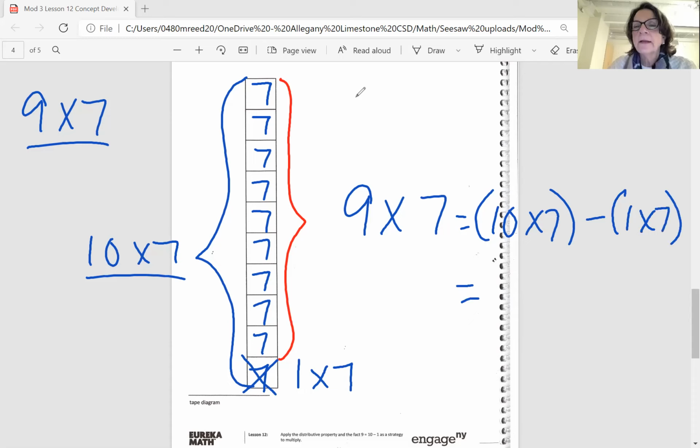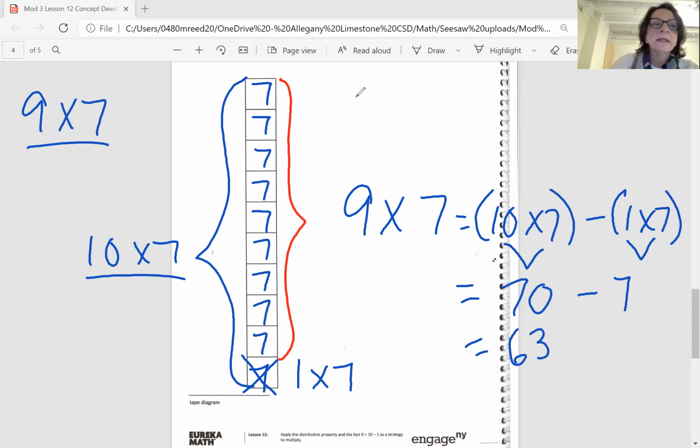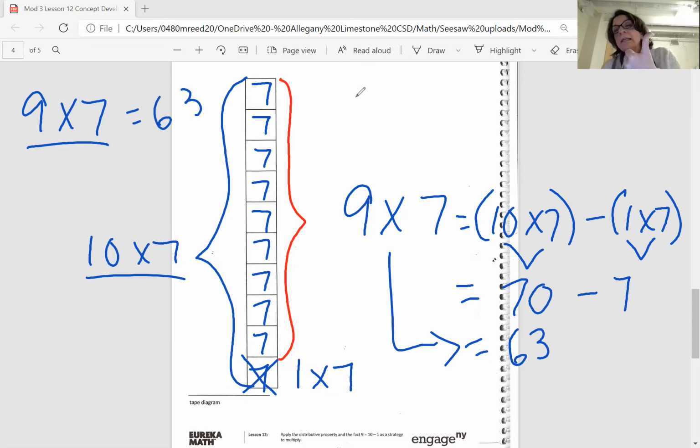All right. Now let's put the value of each one of those parentheses. Remember, do what's in parentheses first. We just did that lesson too. 10 times 7, easy fact. 7, just add 0 is 70. 1 times 7, 1 and the same. 70 minus 7 equals 63. So what is 9 times 7? 9 times 7 is 63. We didn't have to figure out what 9 times 7 is. All we needed to know was 10 times 7 and 1 times 7, and we could subtract and find 9 times 7. Pretty cool strategy, don't you think?